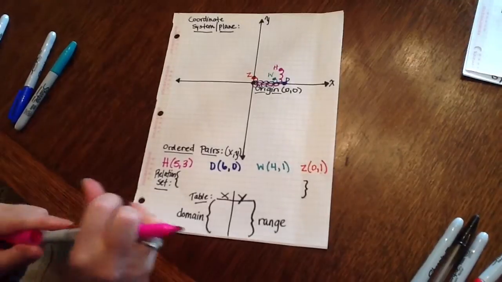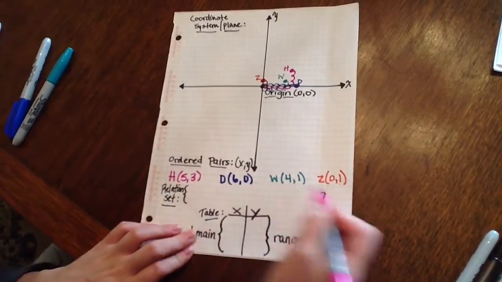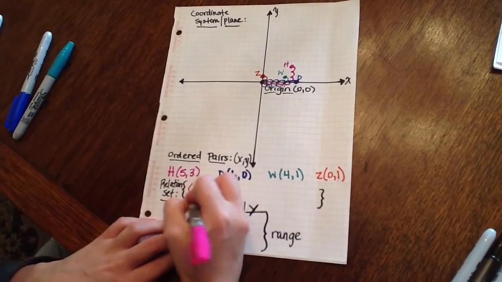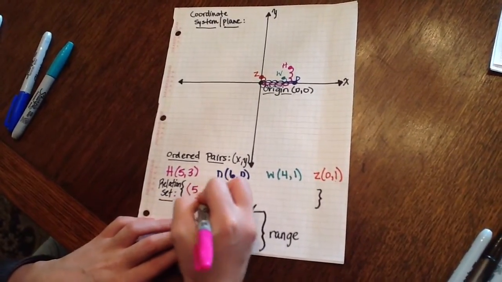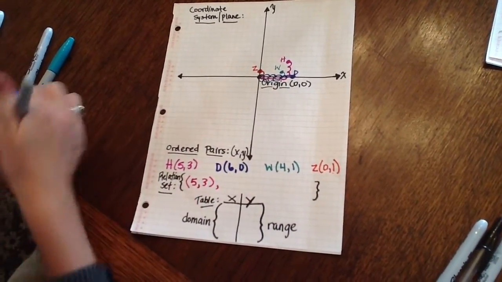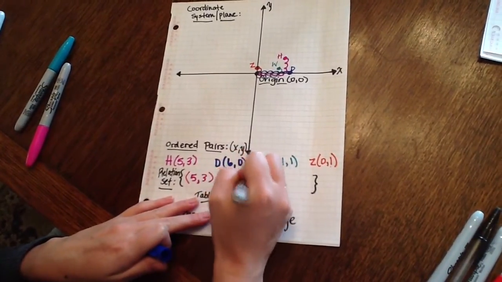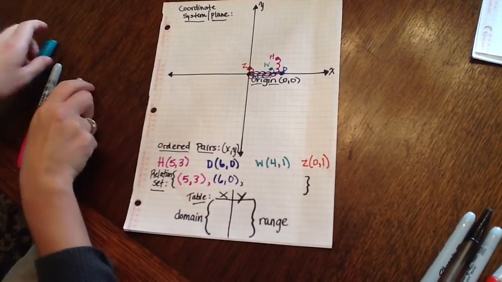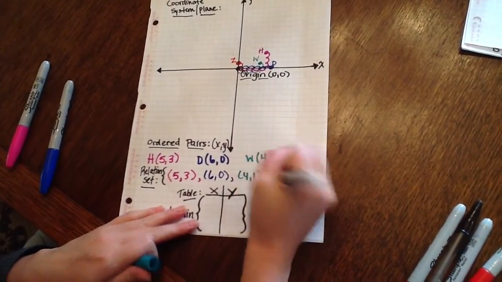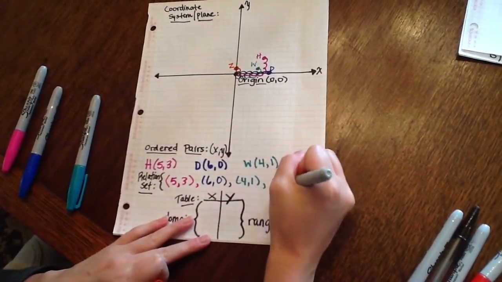Now, we just graphed our points, and now we're going to go ahead and put them in a relation set. So if you look right here, I put my braces on the outside, and now I'm going to list all of the ordered pairs. So I have H, which is 5, 3. Then I have D, which is 6, 0. I have W, which is 4, 1, and I have Z, which is 0, 1.